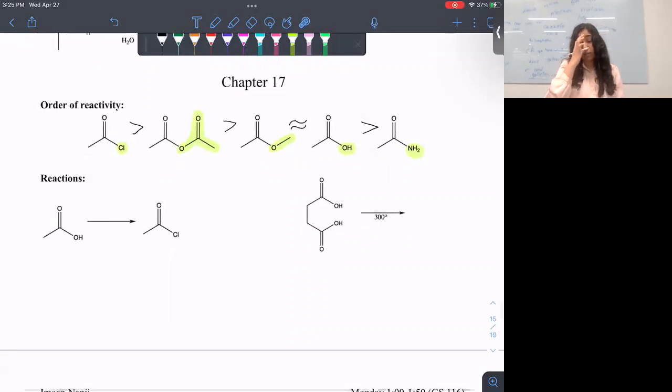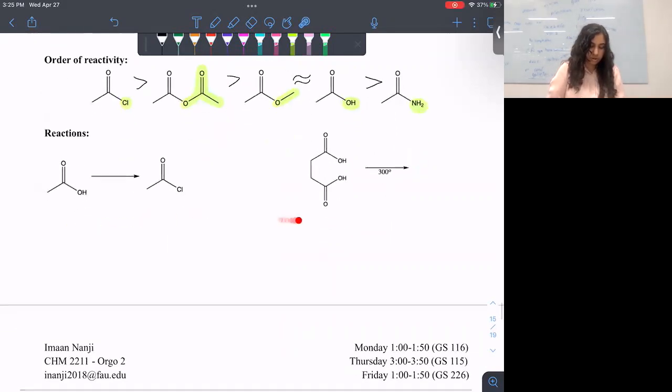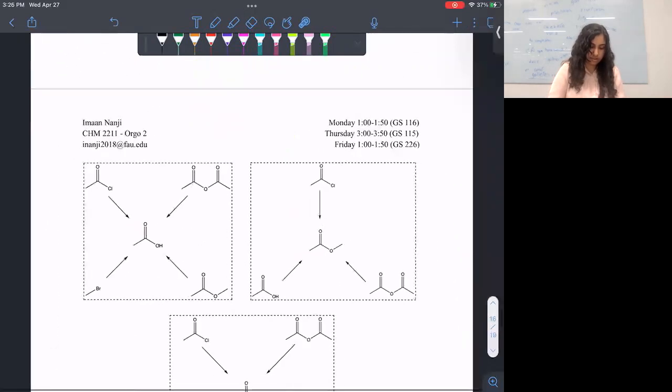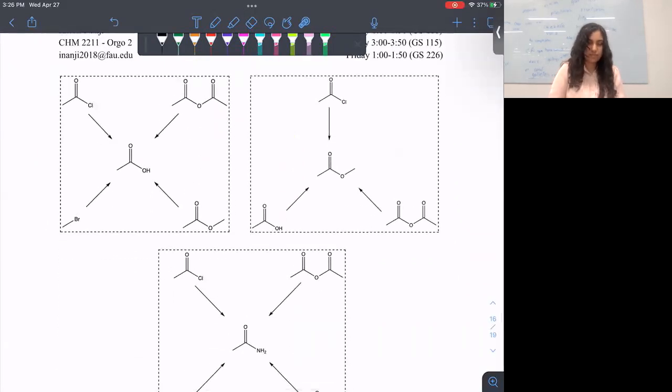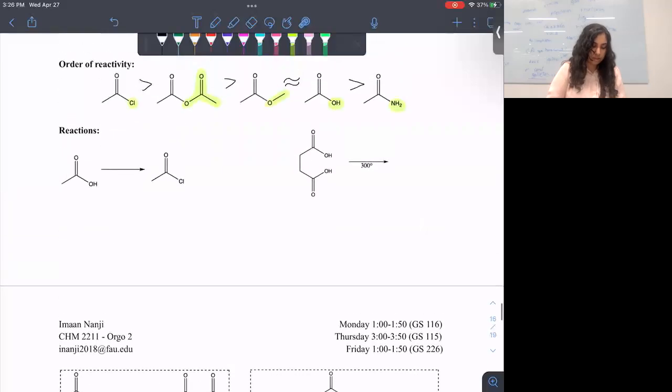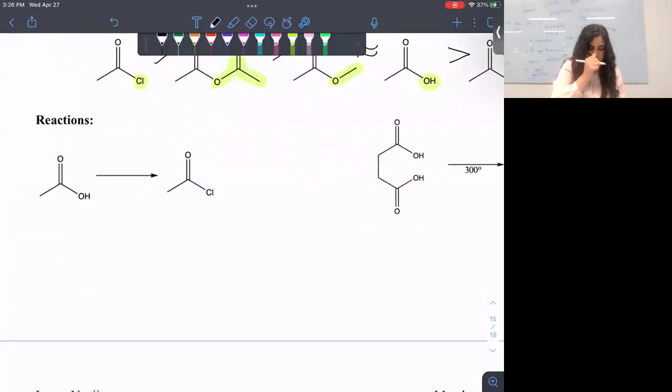Chapter 17 seems like a lot of reactions, but it's really very simple. Besides these two up here, they can be summarized very easily in these pretty little charts. But for the first two reactions, the very first one going from carboxylic acid to acid halide, we've seen 500 times and everyone knows it. You're just going to use SOCl2. SOCl2 does this transformation from carboxylic acid to acid halide.